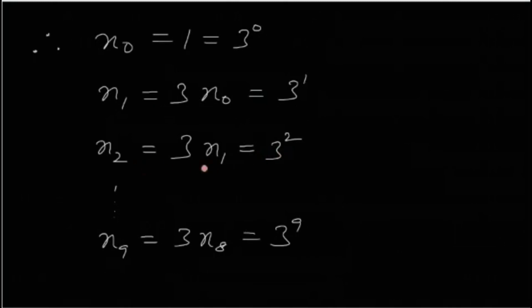So we can actually see a pattern. n naught is 3 to the 0, n1 is 3 to the 1, n2 is 3 to the 2. So in general, n9 is 3 to the 9, and n9 counts the number of nodes in the last level, that means level 9. That means we have actually found out all of the nodes in the individual levels. So what we can do is just add them.